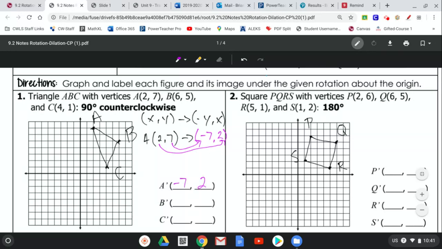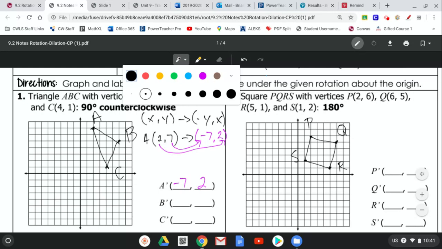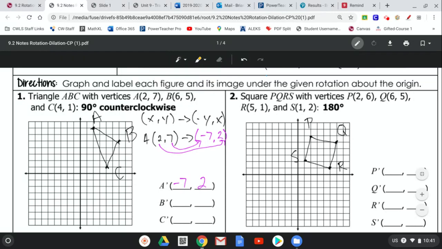All right. Now, if we move on to B, B is at 6, comma 5. So what happens to that is it becomes 5 moves to the first position, becomes negative, so that becomes negative 5. And then the 6 moves to the second one, and that becomes 6. So our coordinate is negative 5, 6.